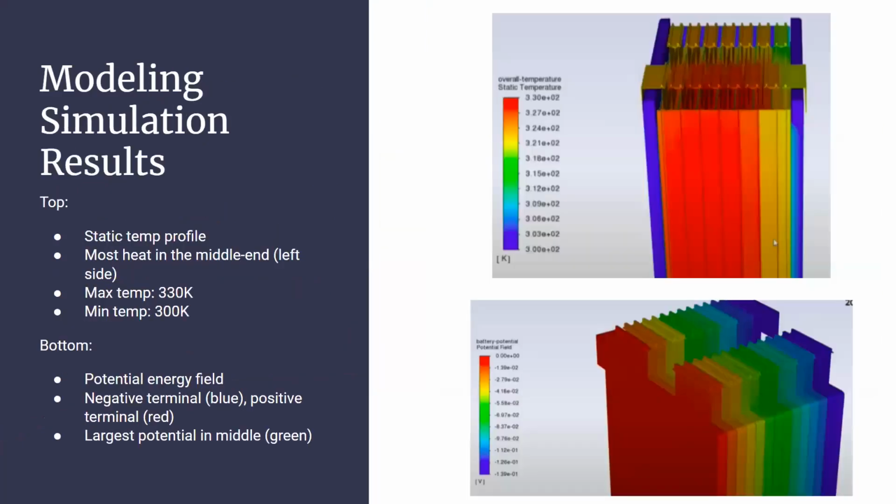From the ANSYS modeling, the temperature distribution and potential difference contours were analyzed to verify the paper's findings. In the top, we have the static temperature profile, with most heat being in the middle to the end, which is going to be the left side, with a maximum temperature of 330 Kelvin and a minimum temperature of 300 Kelvin. It's not seen right now in the picture, but we had cooler temperature profiles on the ends due to natural convection. On the bottom, we have a potential energy field. The negative terminal is indicated by the blue and the positive terminal indicated by the red, with the largest potential in the middle being green.